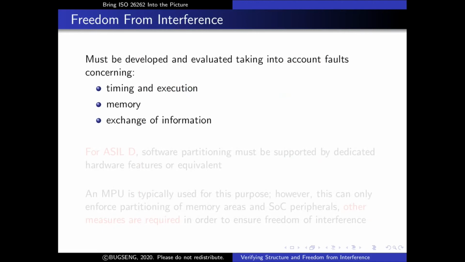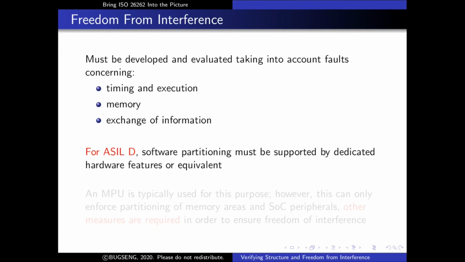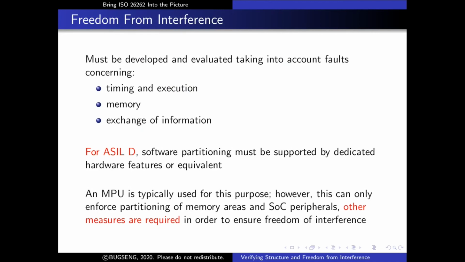So let us focus on freedom from interference. There are several ways in which components may interfere in this sense. Timing and execution: one may, for example, delay the other or block the other. They can interfere via memory or via the exchange of information. In ISO 26262, for ASIL-D, software partitioning must be supported by dedicated hardware features, for example, memory protection units. However, this can only enforce partitioning of memory areas and system-on-chip peripherals. So you need something else in order to ensure freedom from interference. It's, of course, a must to have an MPU, but it's not sufficient.